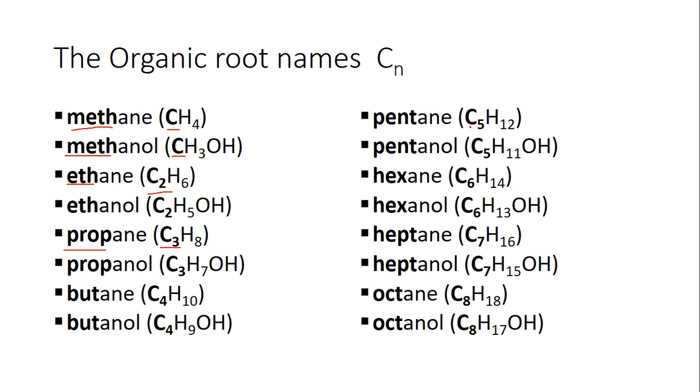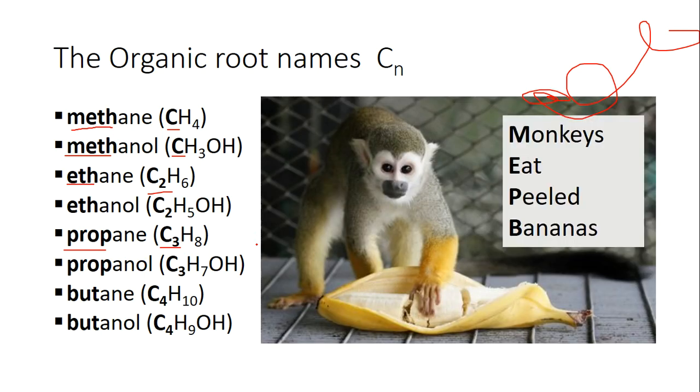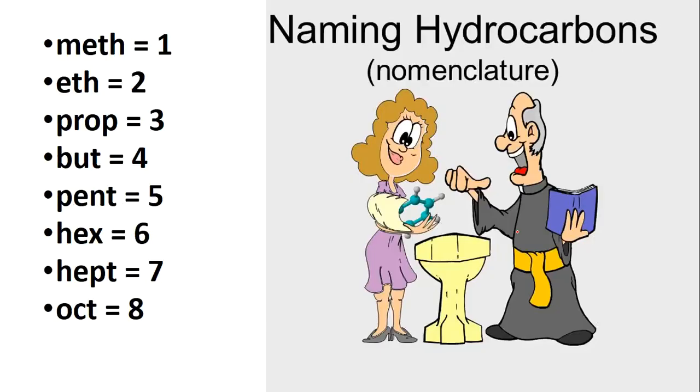All right, so these are pretty obvious. This side here, probably new to you. So the way to remember that, the mnemonic, is that monkeys eat peeled bananas. So methyl, ethyl, propyl, butyl. 1 carbon, 2 carbons, 3 carbons, 4 carbons. And that ought to get you through there.